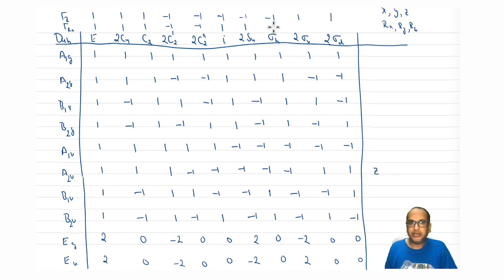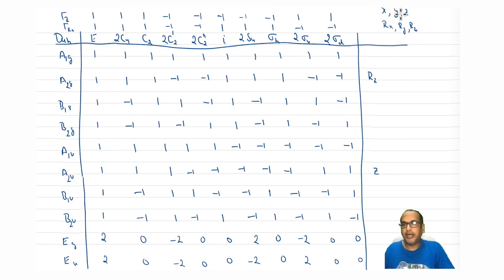For sigma h, this is sigma xy. So in that case, Z will go to plus 1, Rz will go to plus 1, right? Then you have sigma v. So sigma v basically contains the z axis, so that means this will be minus 1, this will be minus 1. So this tells me that this is the representation for A2g, right? So I can say Rz is forming the basis here.